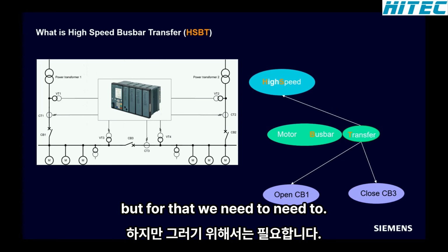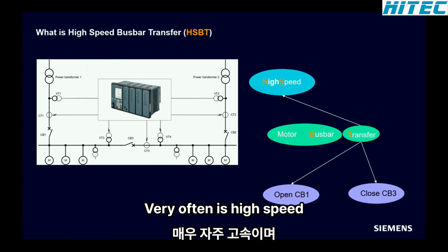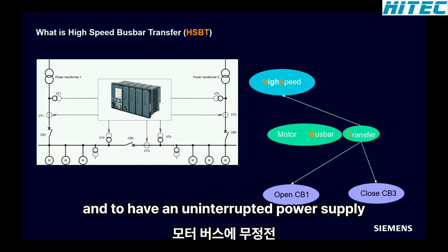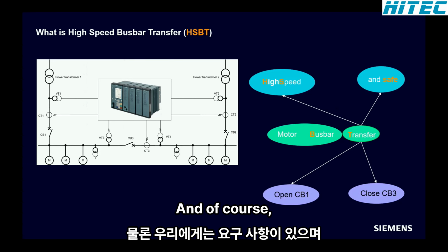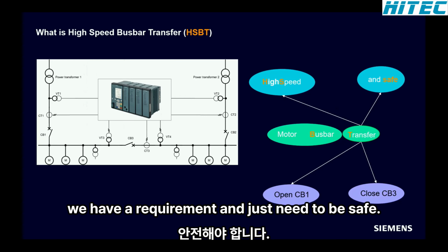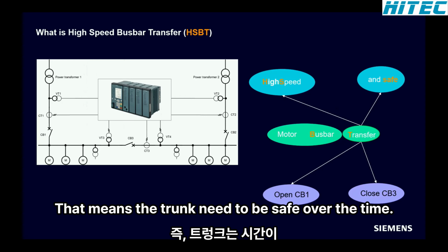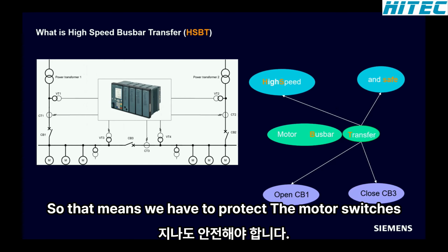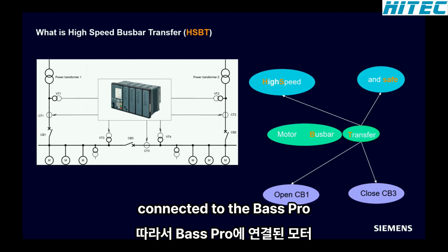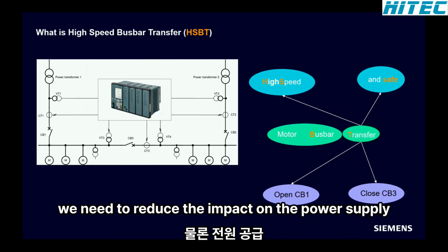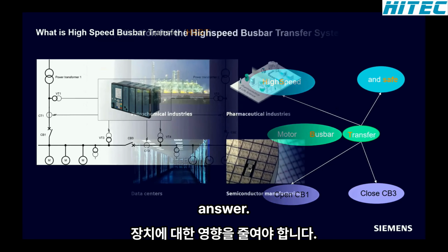But for that, we need to do it very fast, with high speed, to have an uninterrupted power supply on the motor bus. And of course, we have a requirement, and this needs to be safe. That means the transfer needs to be safe over time. So that means we have to protect the motors which are connected to the busbar. And of course, we need to reduce the impact on the power supply itself.